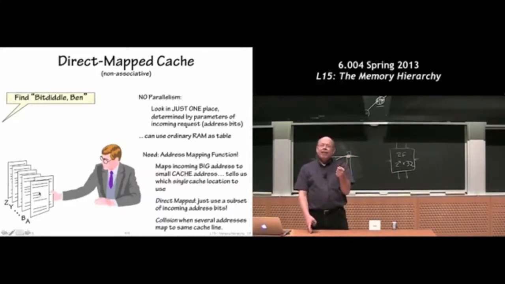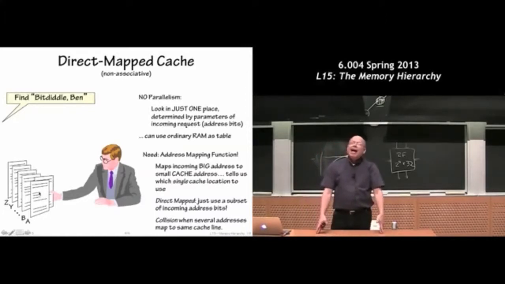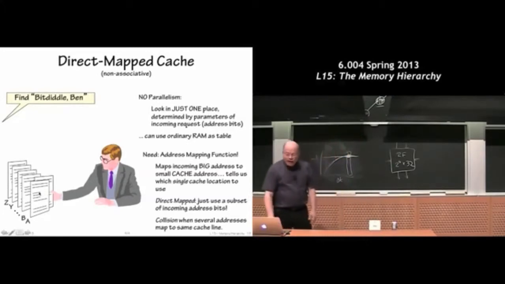So I'm coming up with a way in which I can organize my cache memory. It's going to be relatively inexpensive because I'm only going to be doing one comparison. And I'm going to be using some information from the incoming address to pick which one of the small number of slots to look at.